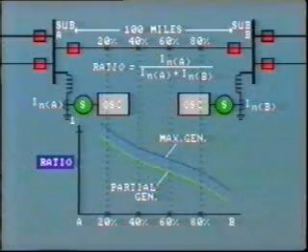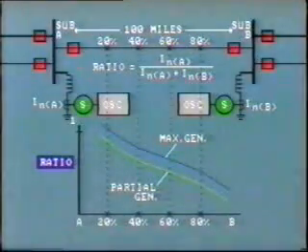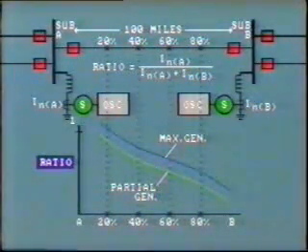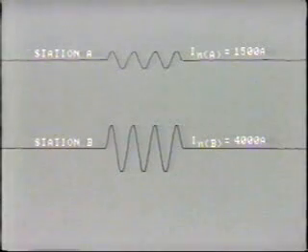Of course, we can create a whole family of curves for different system conditions, such as maximum generation and partial generation. Now that we have the simulation curve, how are the oscillograms used? Well, after a fault occurs on the line, the oscillograms are checked, and the magnitude of neutral current in each station is read from the plots.